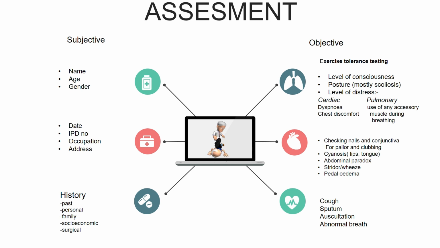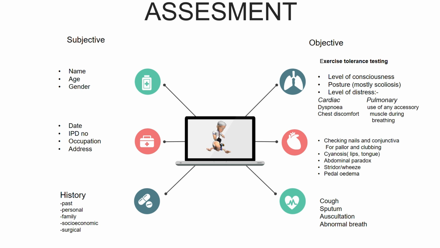Now let's talk about taking the assessment, which is divided as subjective and objective. Subjective consists of name, age, gender, date, IPD number, occupation, address, and taking past personal, family, socio-economic, and other surgical history. In objective, we will check for exercise tolerance testing. Now this is an ECG recorded when the person is exercising. The test usually takes around 15 minutes and is usually done on a treadmill or static cycle. Now this test tells the working of the heart in an active state as it requires more oxygen and blood.